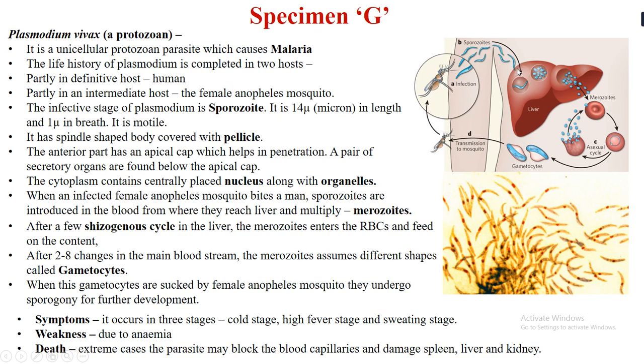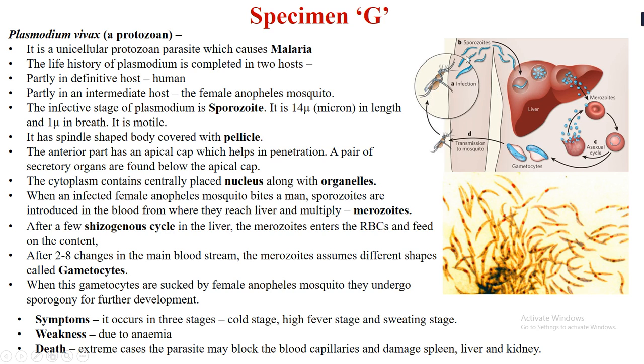The anterior part of these sporozoites has an apical cap which helps them to penetrate into the host body. There is a pair of secretory organs found below the apical cap. Other than this, the cytoplasm also contains the nucleus along with the other organelles.